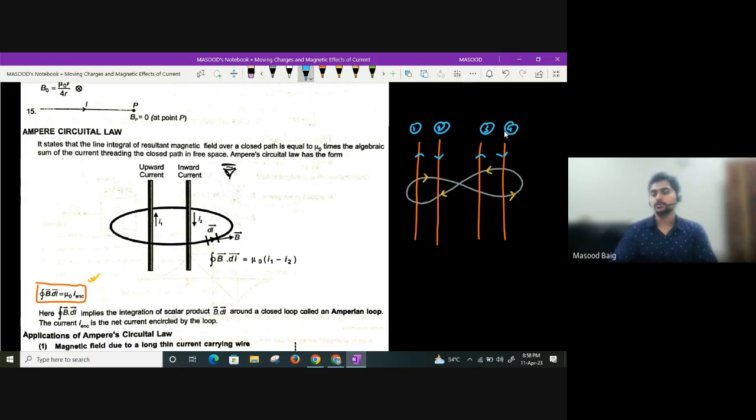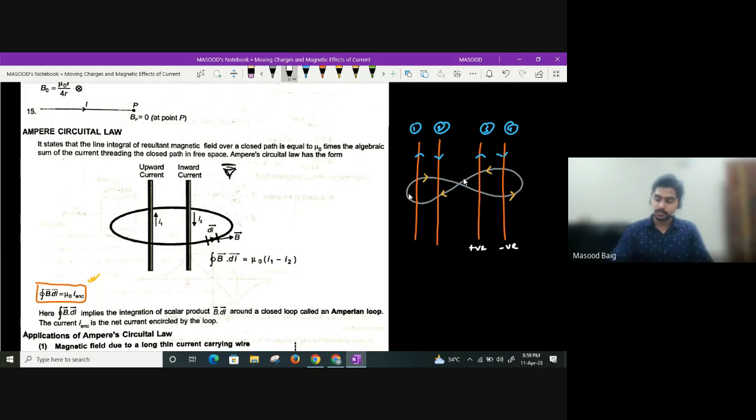Which current should be taken as positive, which current should be taken as negative? So you see this loop. How is the sense of motion in the loop? Anti-clockwise. So what I'll do: along the sense of motion, curl the fingers of the right hand, and whichever currents are in the direction of the thumb should be taken as positive. In this loop, the sense is anti-clockwise, so I've curled the fingers anti-clockwise, the direction of the thumb is upwards, so all currents in the upward direction should be positive. So the third current will be positive, and automatically the fourth will become negative.